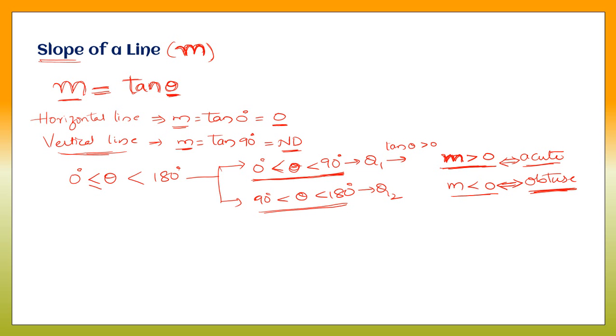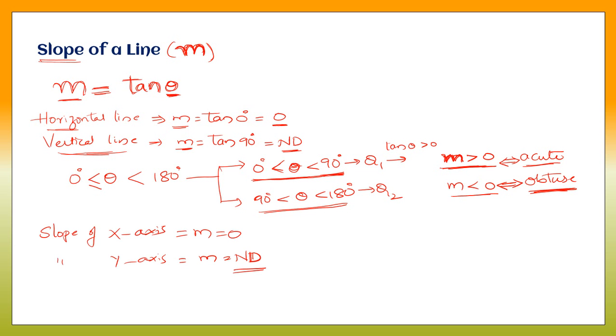Right? So from this, some more points we can say: the slope of the x-axis. Here, a horizontal line doesn't mean that it is the x-axis. A horizontal line is nothing but a line parallel to the x-axis. So the slope of the x-axis is nothing but the slope of a horizontal line, which is 0. In the same way, the slope of the y-axis is not defined.